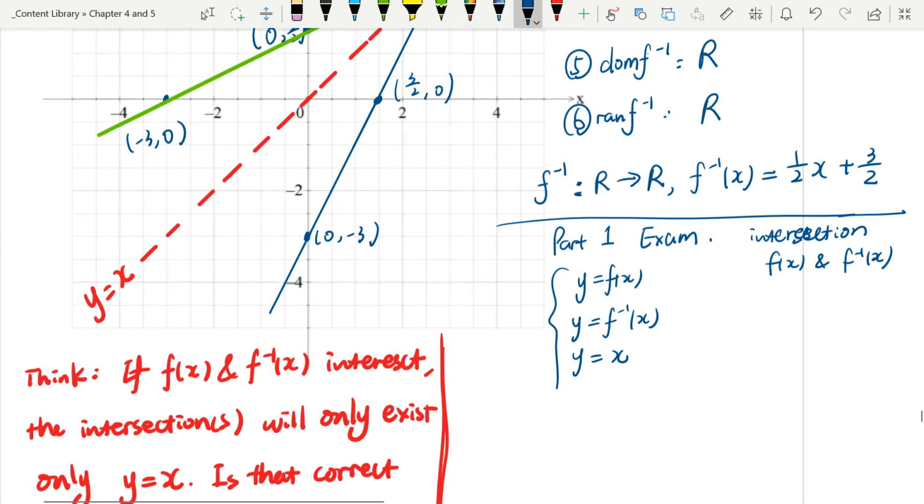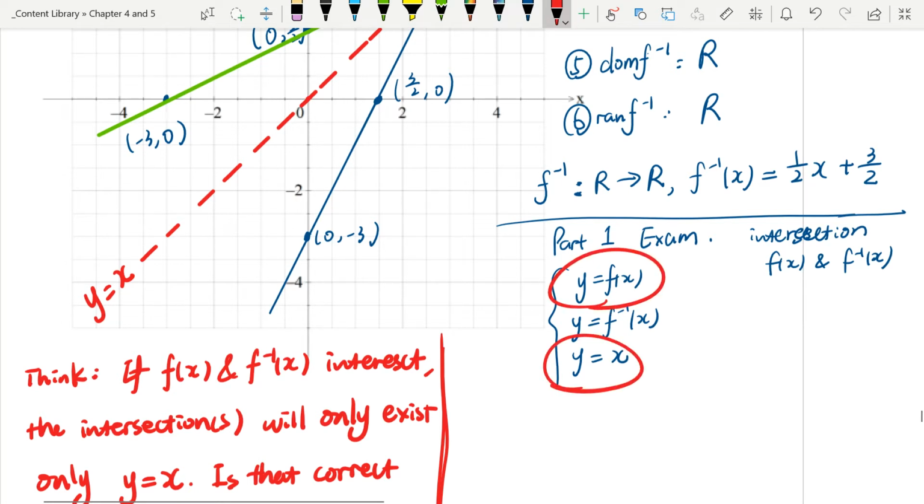It's actually these 3 lines intersecting. It's not only 2 places of intersection, it's 3 lines intersecting. So to make it easier to solve, I won't pick f(x) equals f inverse x. I'll pick f(x) equals y equals x to solve that. Well, any 2 of them will give the intersection because the 3 lines intersect. So I'll pick those 2 to do my work.